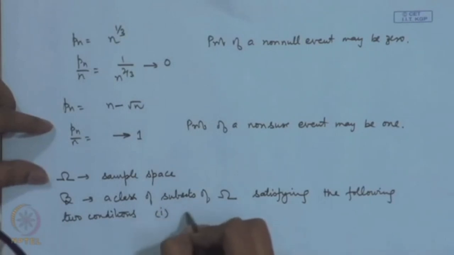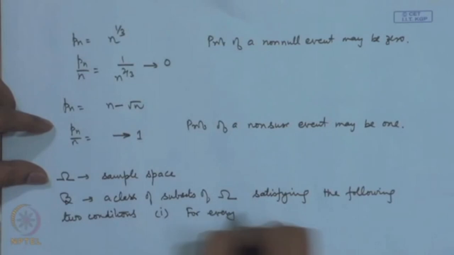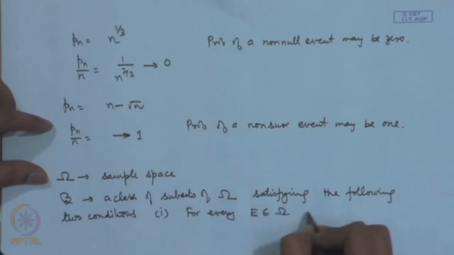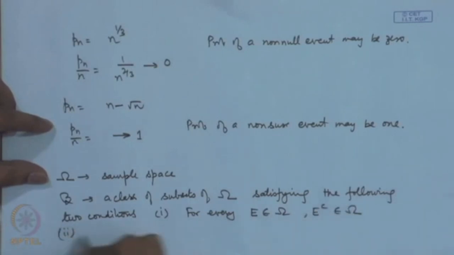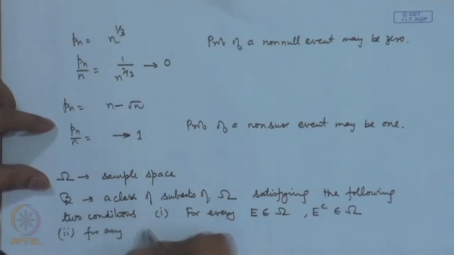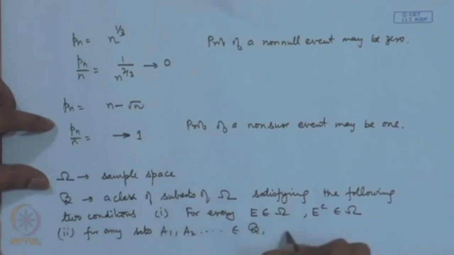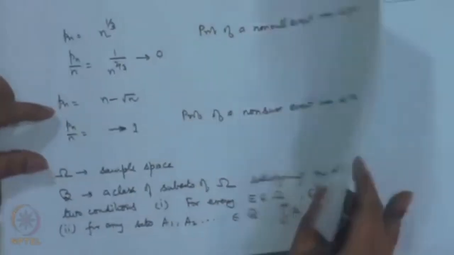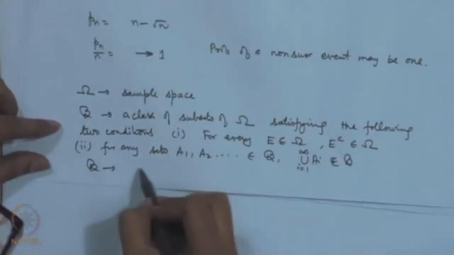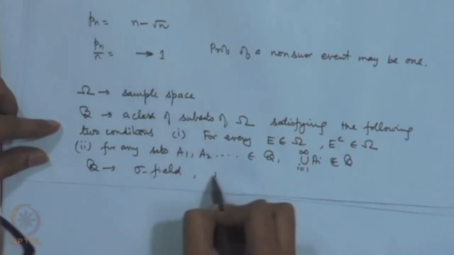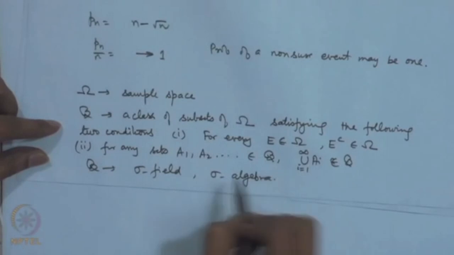One, that for every E belonging to B, E complement also belongs to B. That means, it is closed under complementation. And second is that for any sets A 1, A 2 and so on belonging to B, the union of A i also belongs to B. That means it is closed under infinite unions also. Such a B is called a sigma field or sigma algebra. This is an algebraic structure.